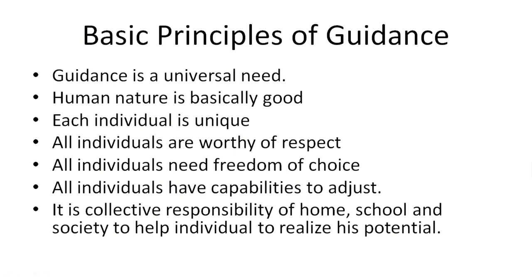Then all individuals need freedom of choice. Now we need to evaluate ourselves, how much freedom we are giving to our children. At home, all the time the parents are telling the child, you have to take this stream, you have to become a doctor, you have to become an engineer. In school also, all the time we are dictating to our children what to do. We are giving very little freedom of choice, and that is against human nature. The next very important principle: all individuals have the capability to adjust. Every individual has the ability of adjustment. Every person, whether in the classroom or home or institution, is trying his level best.